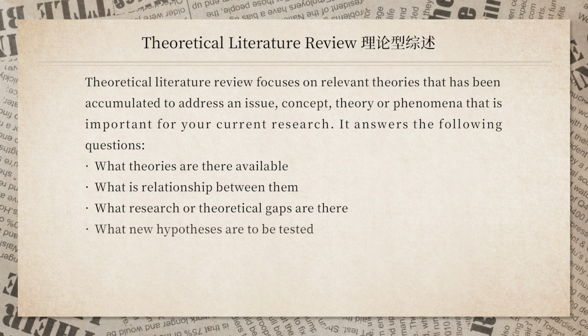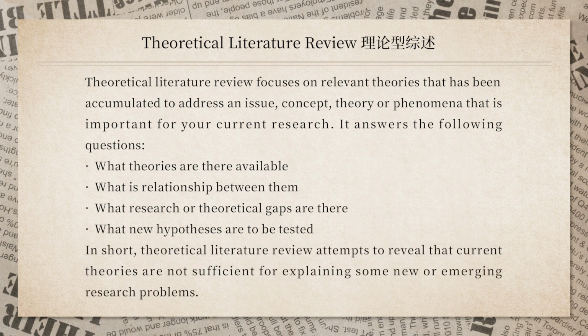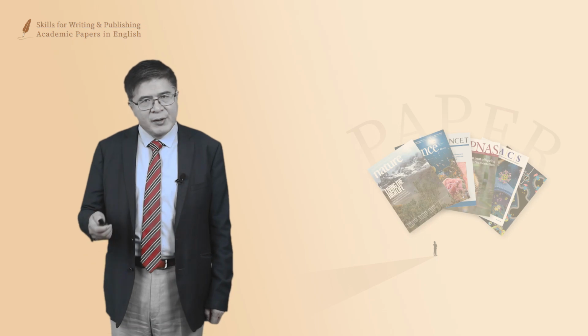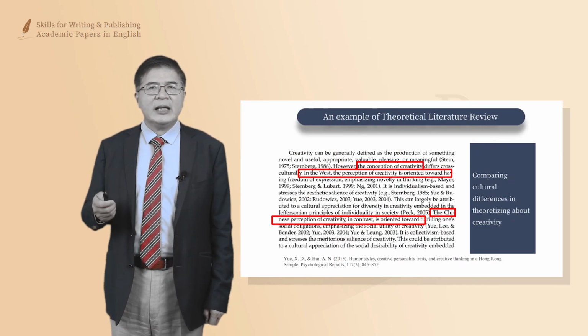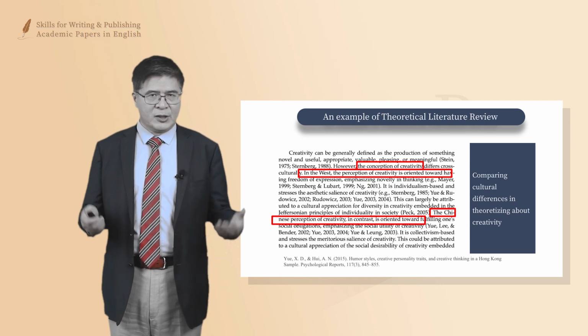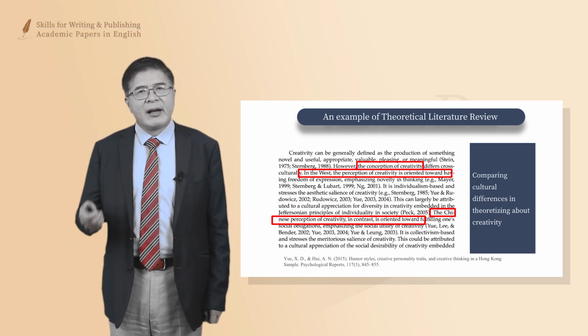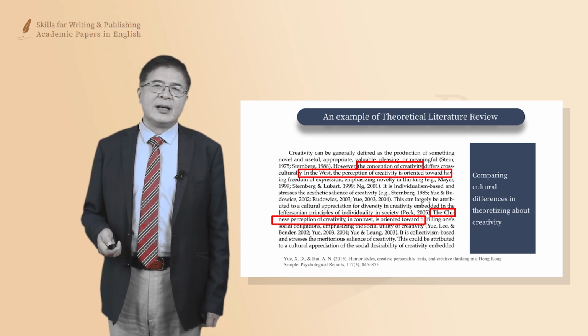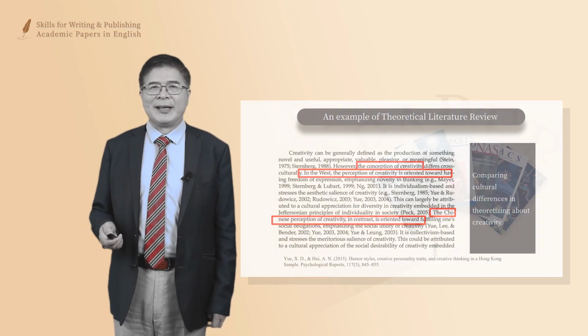And what new research goals and hypotheses are there to be tested? Well, in short, a theoretical literary review attempts to show that the current theories are not sufficient for explaining some new or emerging research problems or issues. Now, here is an example of a theoretical literary review. As you can see, it compares cultural differences in theorizing about what is creativity.